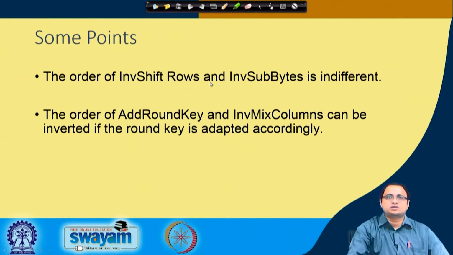So, how does it work? There are two simple points to observe here. The first thing is that the order of the inverse shift row and the inverse sub bytes are indifferent. Okay. So, you can easily swap them. The second thing is that the order of the add round key and the inverse mixed columns can be inverted if the round key is slightly adapted. Okay. So, let me quickly talk about this point here, which may be a little non-trivial to see.